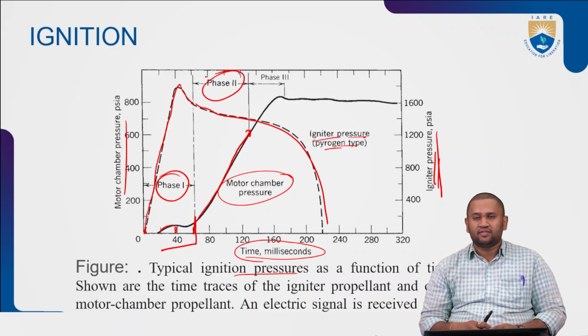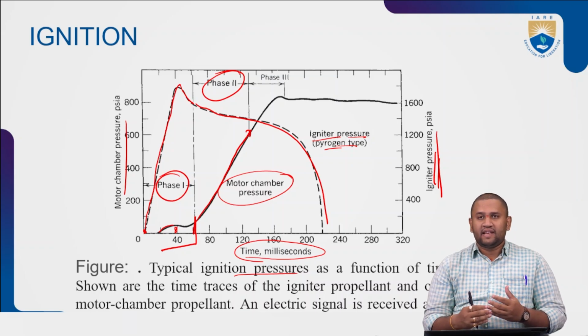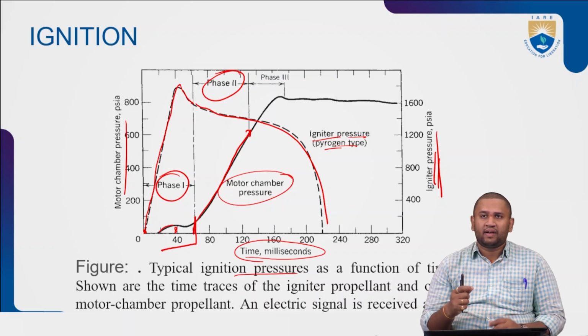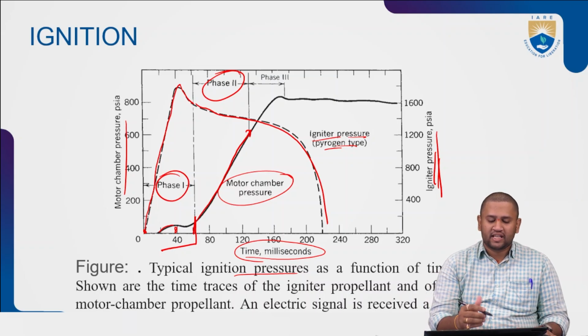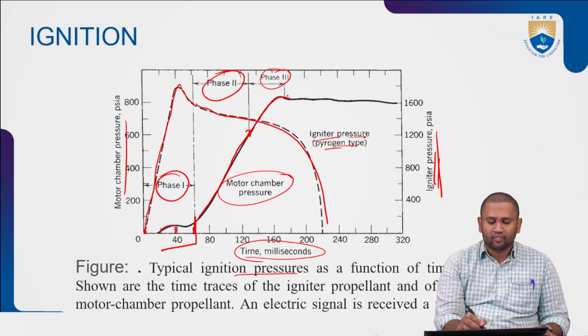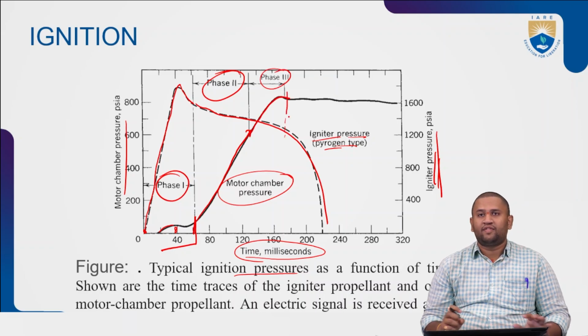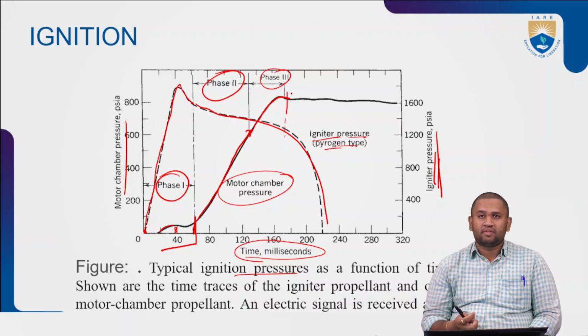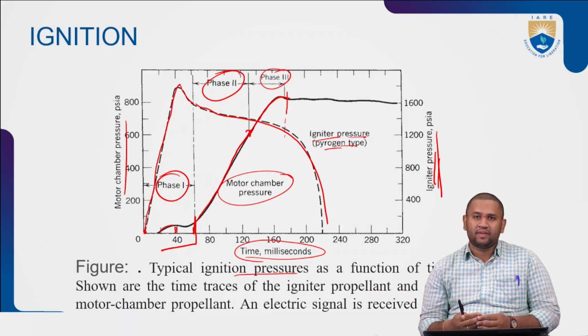What happens under phase 2 is basically there will be an increasing motor chamber pressure, but a gradual or nominal decrease in my igniter pressure. Whereas for phase 3, the motor chamber pressure will attain its equilibrium, right?